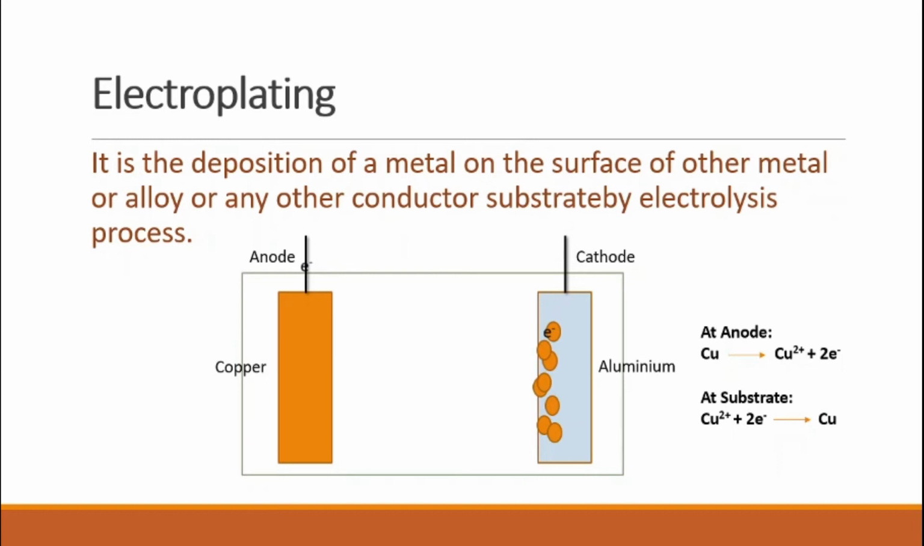So any material or substrate on which you want to deposit another metal has to be made the cathode in the system. And at the anode, you can take that metal which needs to be deposited on the substrate. Now, the electrolyte may or may not contain the ions of the metal to be deposited. It is recommended that it contains the metal ions of the same metal that is to be deposited on the cathode. Now, that's a simple process of electroplating for you.